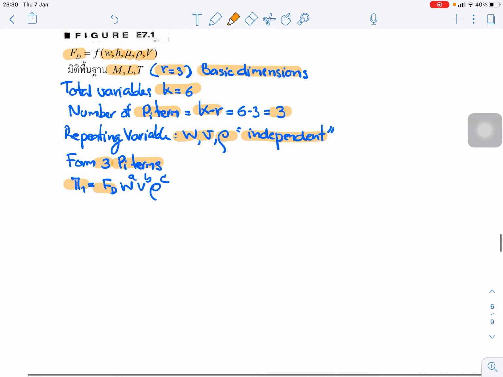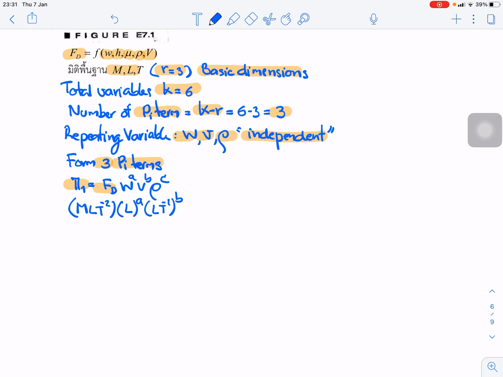Next we substitute the basic dimensions into this term. For Fd it is MLT to the power minus 2, for W it is L to the power A, for velocity it is LT minus 1 to the power B, and for density it is ML minus 3 to the power C, equal to M to the power 0, L to the power 0, and T to the power 0.